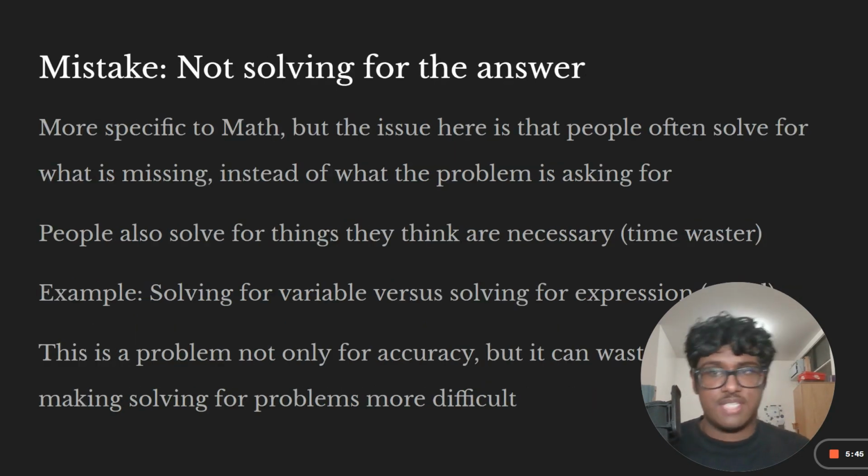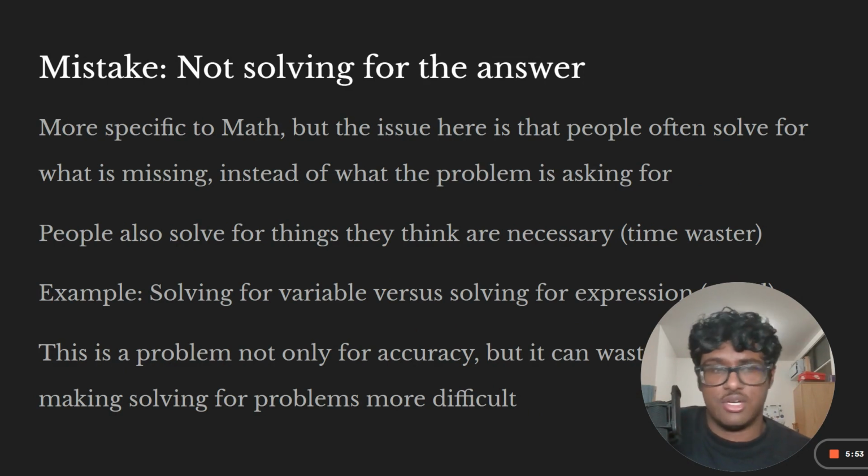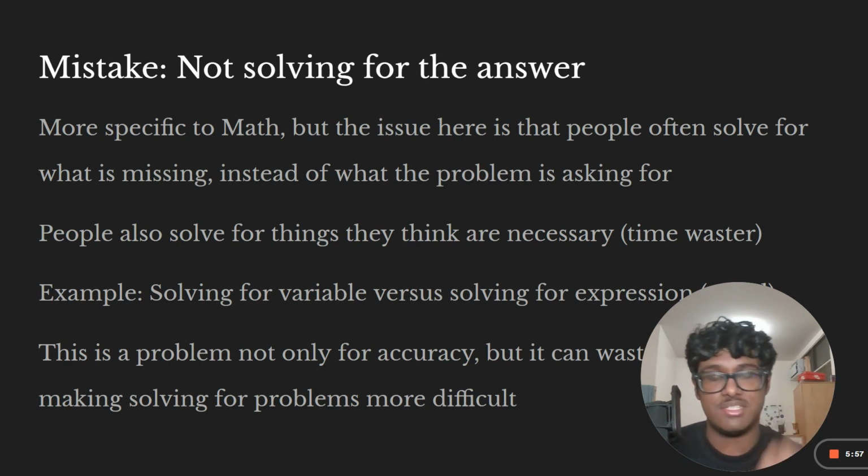Okay. Second mistake, not solving for the answer. And this seems extremely stupid and something that might be extremely easy to just solve, just solve for the answer. But that's the beauty of it, right? All of these mistakes seem like they can be so easily destroyed and tackled, but we still make them. Even the most advanced of students make them. So that's why this is important.